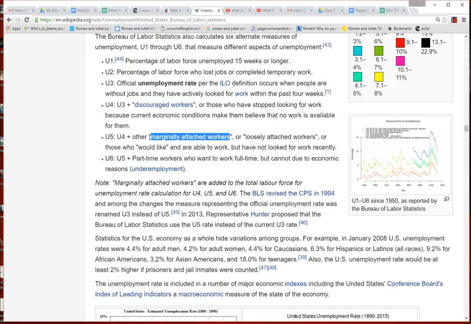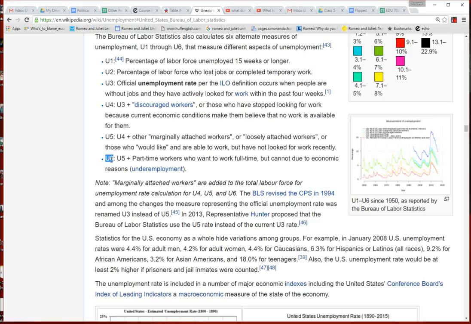Maybe this is people who went back to school, went back to earn a degree, to learn more, to be better able to contribute to the economy. They haven't been applying for work recently, but they still like a job and they're still able to work. So U5 starts counting all those people.